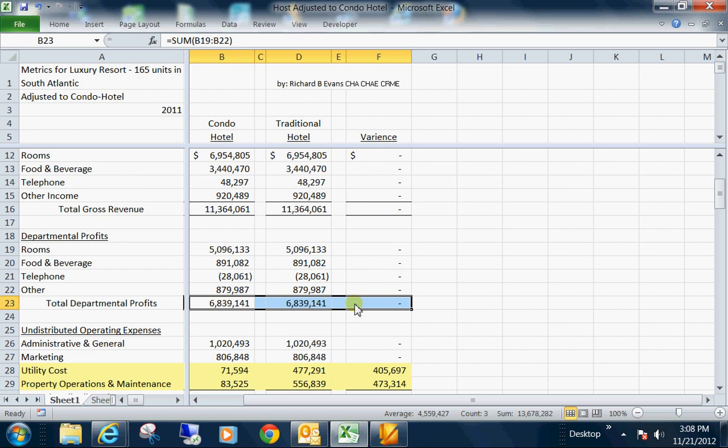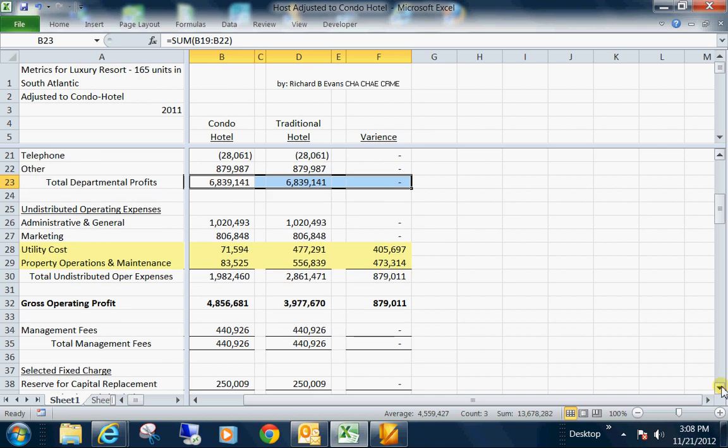No difference between traditional and condo hotel, and we're bringing down in total departmental profits $6,839,141. We now move to the undistributed operating expenses. Administrative and general, $1,020,493, and marketing and sales, $806,848. Now we move into where we start to see differences between the two types of entities.